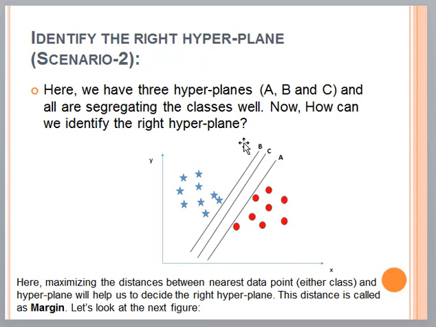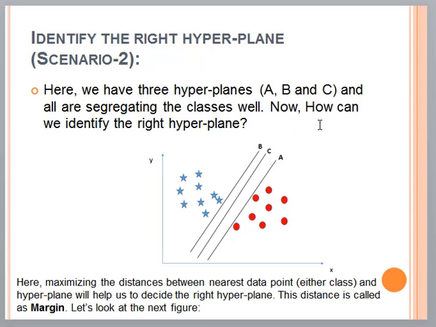Now let's consider scenario number two, in which we want to identify the right hyperplane. Here we have three hyperplanes again: A, B and C. A little bit different in this case is that all these three hyperplanes are able to achieve their desired objective, right? So all these hyperplanes A, B, and C can segregate the classes very well.